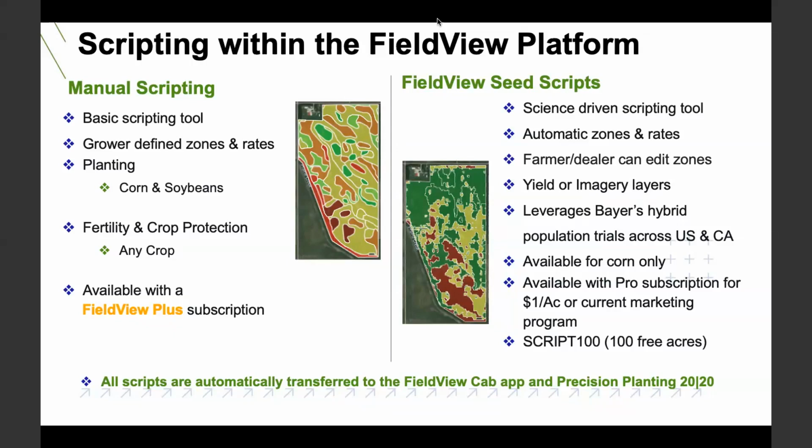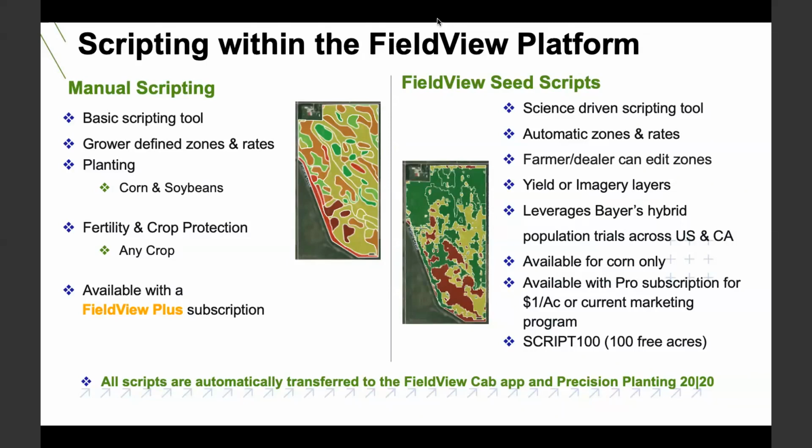One of the things I like about this is, like the slide says, it allows you to take in yield or imagery layers. You can actually lay those layers behind and start fact checking the work that we're doing. So it's something that you can actually take your data and make a seed script based off of your data, but it also leverages Bayer's hybrid trials all across the United States and Canada. So it does give you a little bit more of a recommendation than just a script.